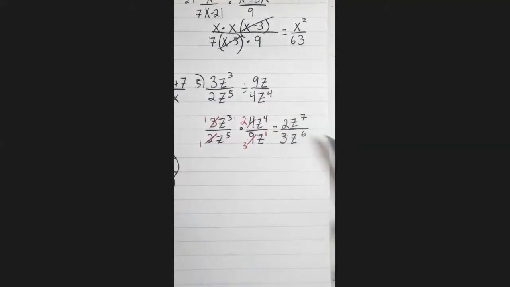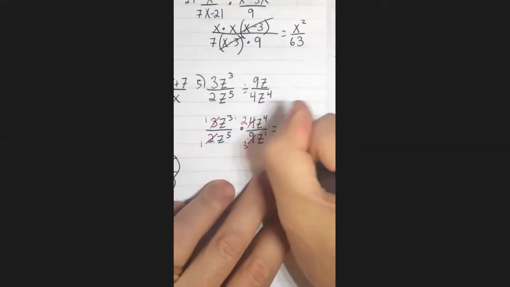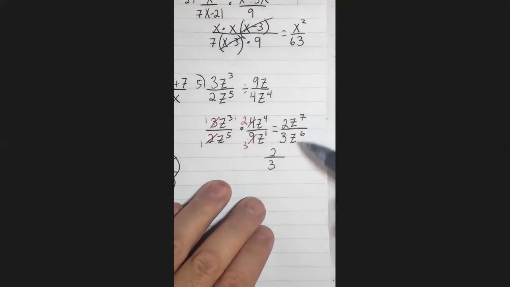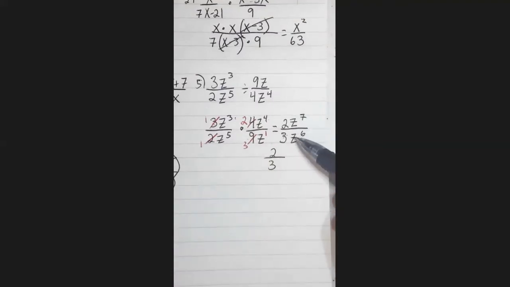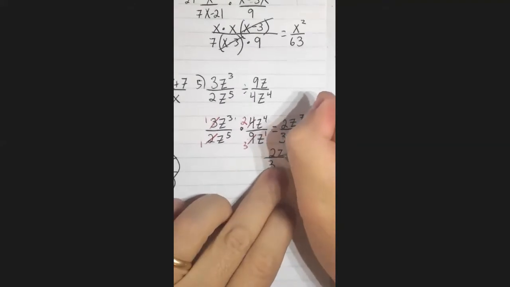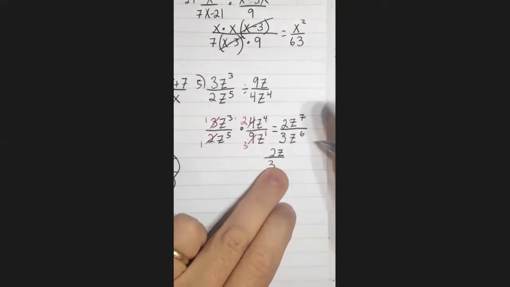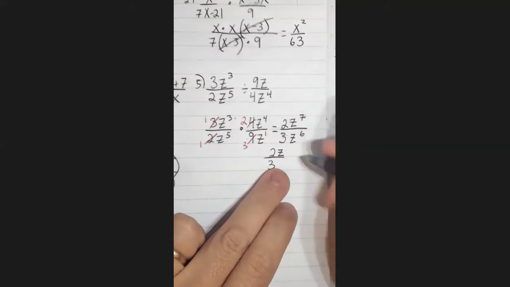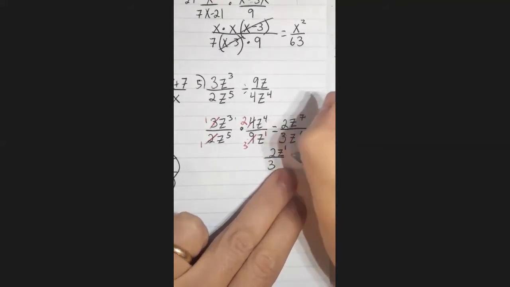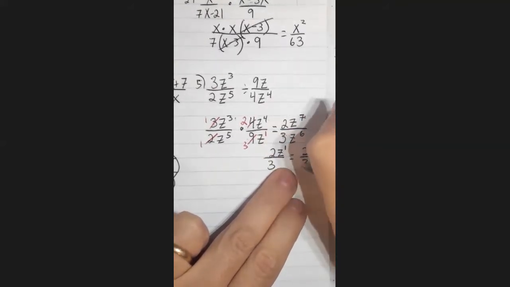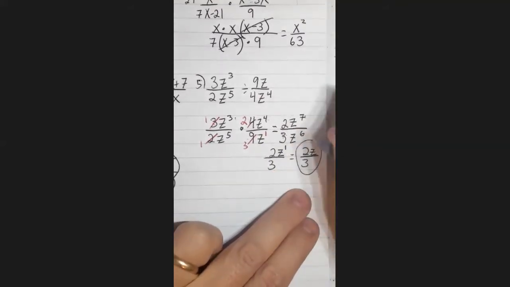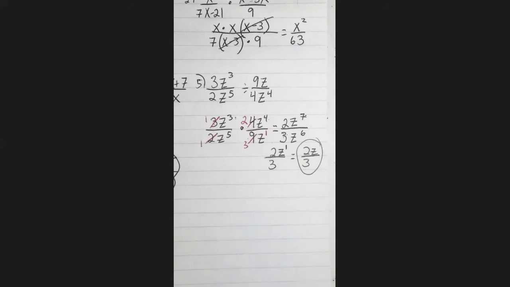Well, my 2/3 is reduced. That's going to stay there. But these bases are the same, and I'm dividing. So the rule when you're dividing, keep the base, subtract the top from the bottom. 7 take away 6 is just 1. And I really don't need that 1 there, so it would just be 2z over 3 would be my answer there.